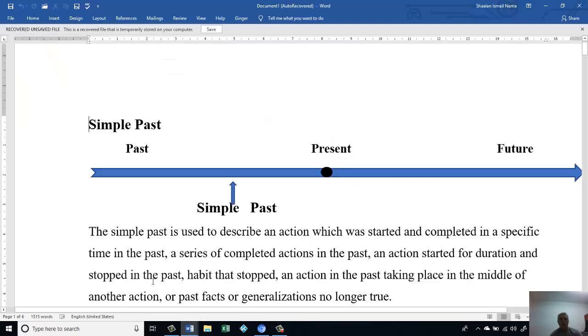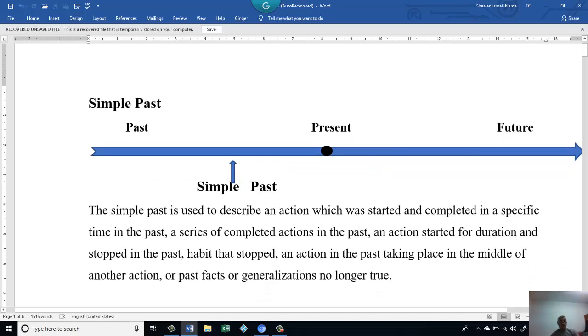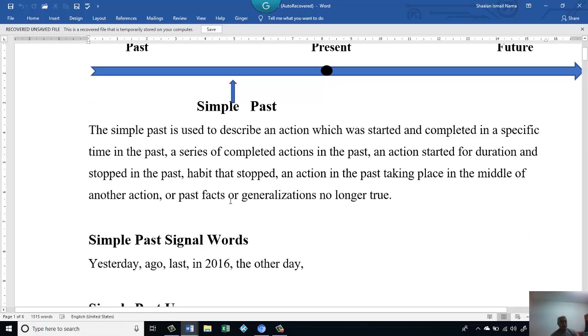Today's lesson will be about simple past. The simple past is used to describe an action which was started and completed at a specific time in the past. A series of completed actions in the past, or an action started for a duration and stopped in the past, a habit that stopped, an action in the past taking place in the middle of another action, or past facts or generalizations no longer true.